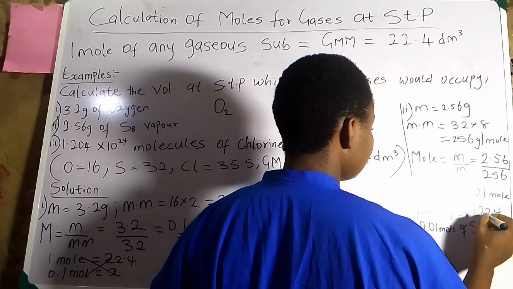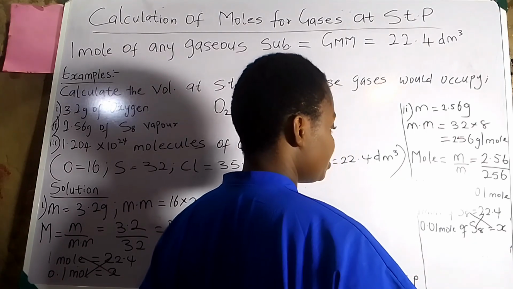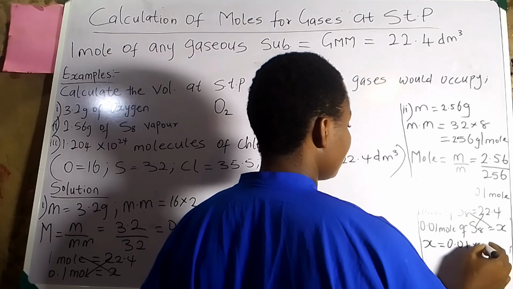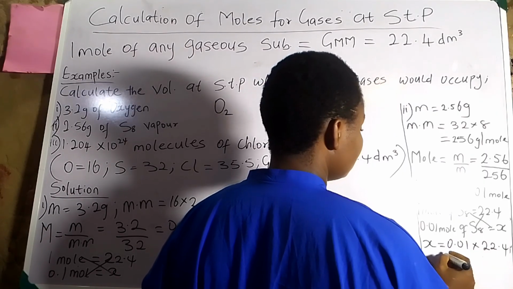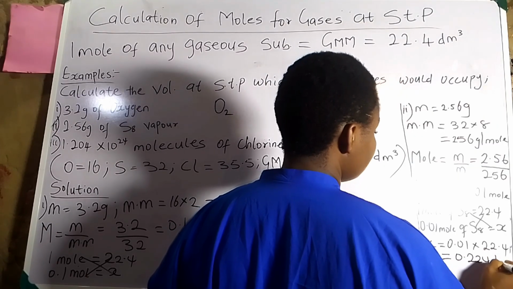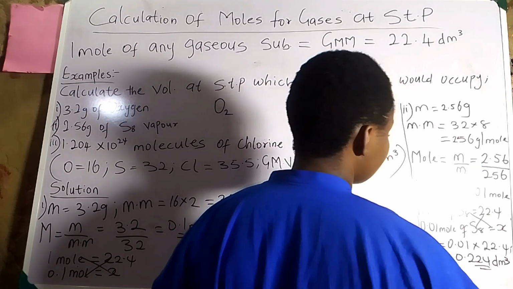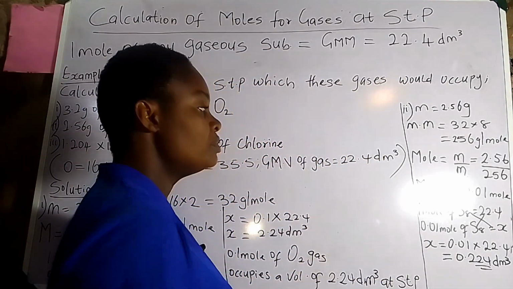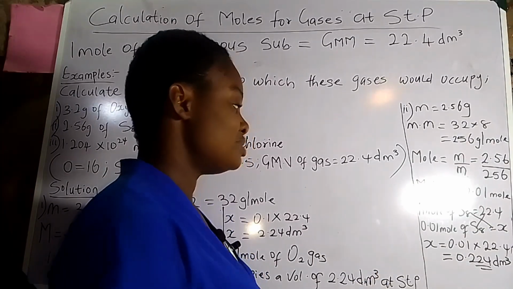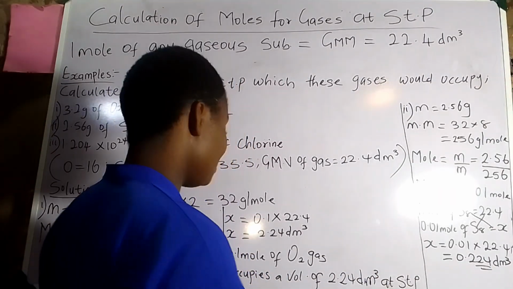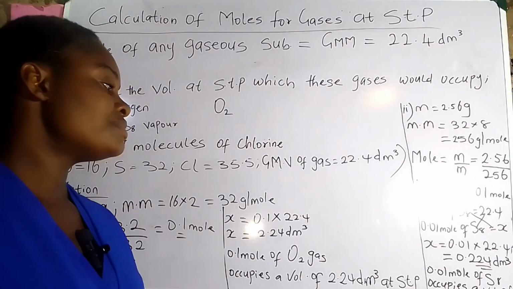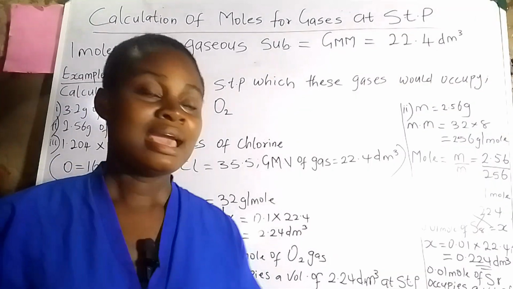So we say 1 mole of sulfur is equals to 22.4 dm³ and 0.01 mole of sulfur is equals to S. Quickly you do your cross multiplication. So we can say S is equals to 0.01 times 22.4. This will give us 0.224 dm³. Beautiful. That is the answer. 1 mole of sulfur-8 is equals to 22.4. Now, 0.01 is equals to 0.224 dm³. Beautiful. That is the answer. It occupies a volume of 0.224 dm³ at STP.